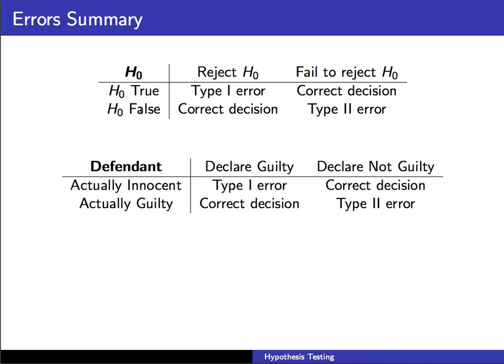If our null hypothesis is actually false and we reject it, that's the correct decision. The court analogy of that is if a defendant's actually guilty and they're declared guilty, that's the correct verdict. If our null hypothesis is false in reality and we fail to reject it, that's a type 2 error. And that is analogous to somebody who's actually guilty being declared not guilty. That's a type 2 error in the courtroom.